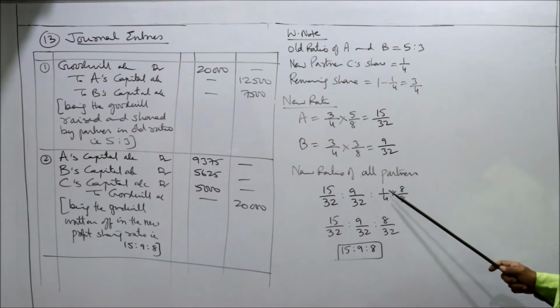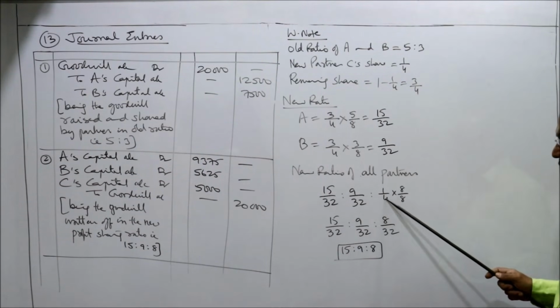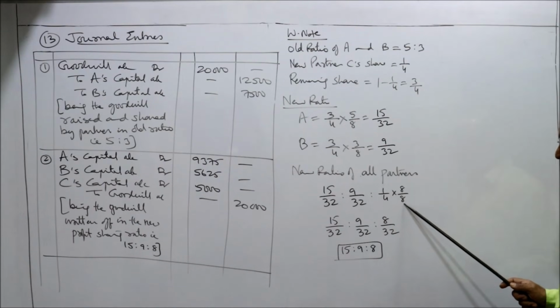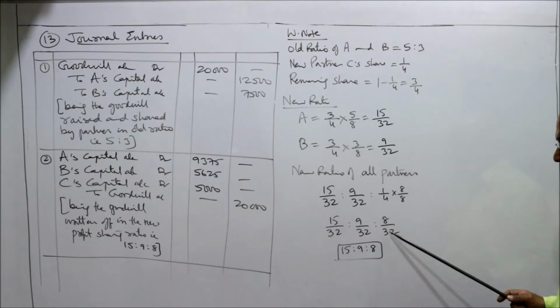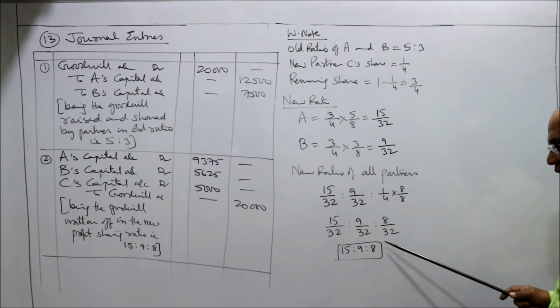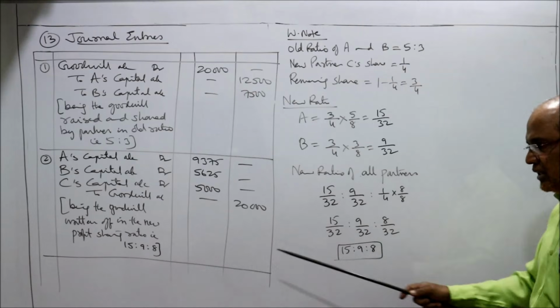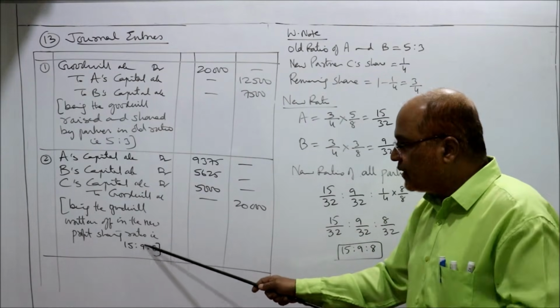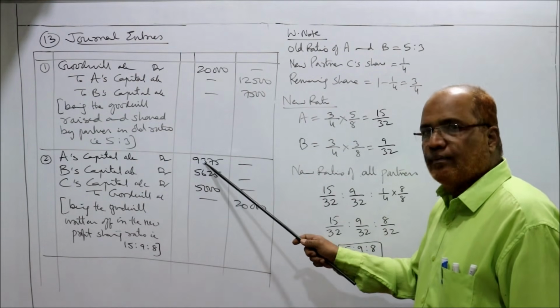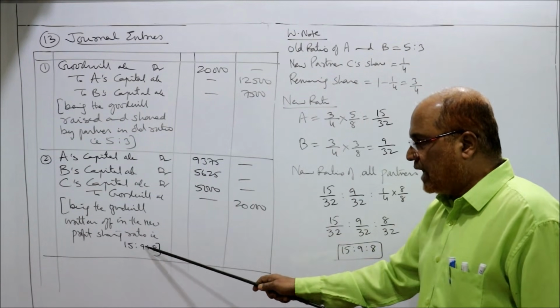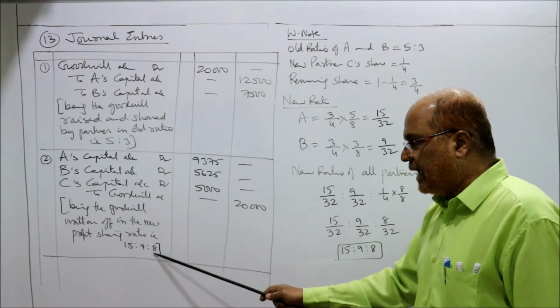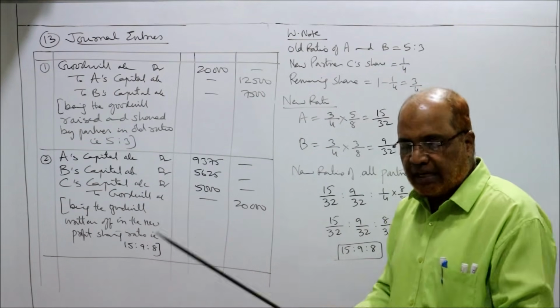C's share is 1/4. To make 4 into 32, you have to multiply with 8. 8 4s are 32, and 8 1s are 8. So all the denominators will become 32: 15, 9, 8. In the 15, 9, 8 ratio, we distribute this 20,000. So 20,000 into 15/32, 20,000 into 9/32, 20,000 into 8/32, you'll get 5,000. That's it.